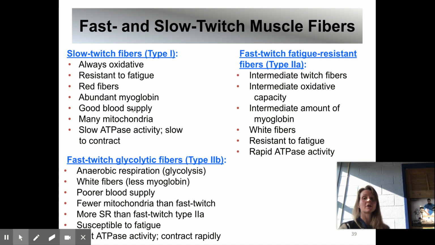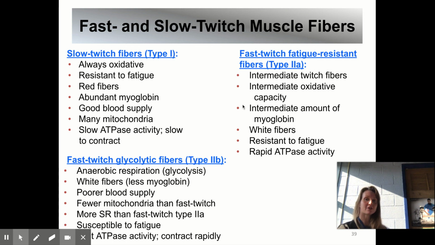All right, so they have the good blood supply. They have a lot of mitochondria, so they're doing aerobic respiration. They're producing tons of ATP. Lots of ATP energy is being used in these slow muscle activities. They have slow ATPase activity, so they're slow to use up their ATP, and they're slower to contract, okay? So think of the marathon runner here.